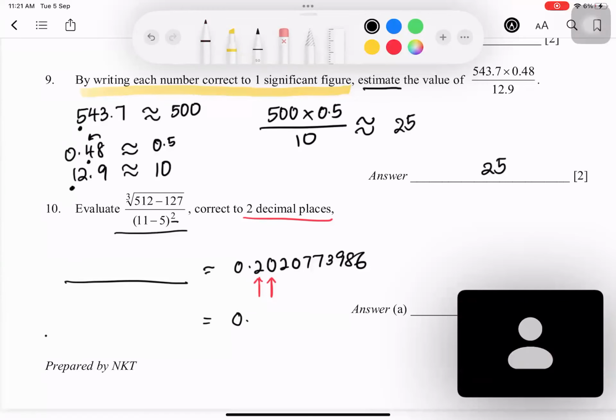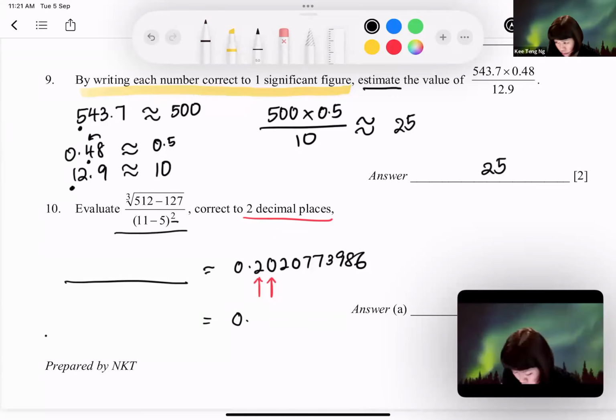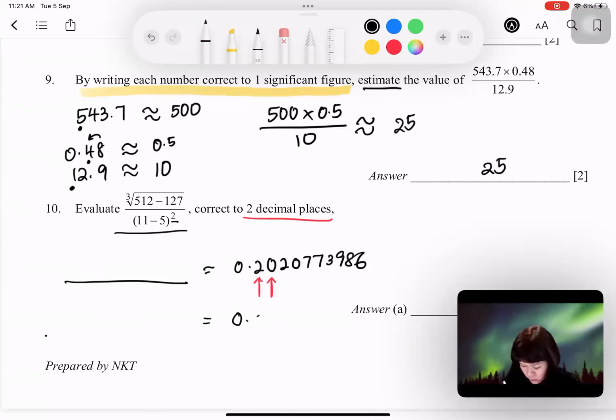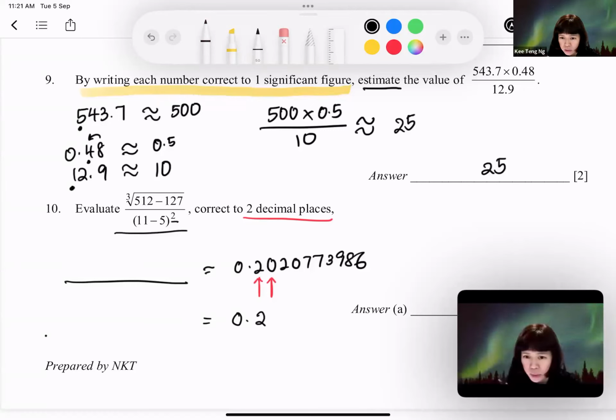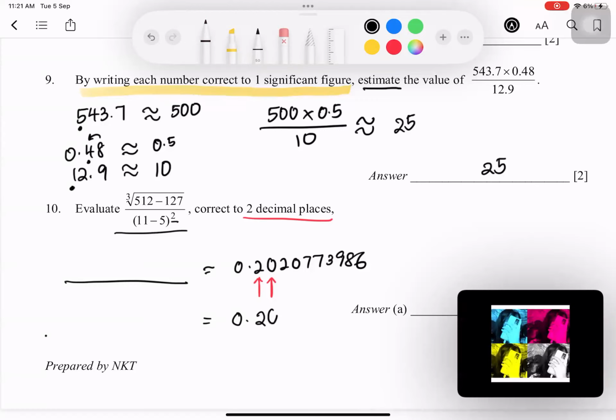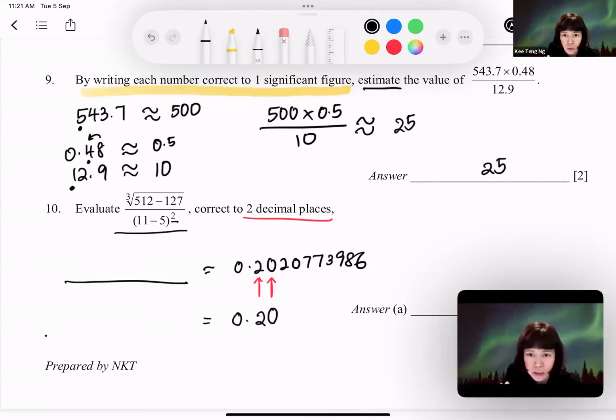Do you get the same answer as me? 0.2, only one decimal place, no? Short of one more decimal place. 0 at the back, right? So I must write the 0 as well, okay?